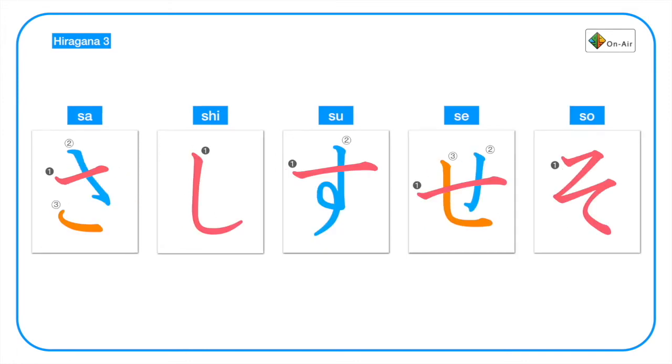The third group is the S consonant. So we have sa, shi, su, se, so. The letter shi is a bit special. It is written as si, but we're going to pronounce it as shi.